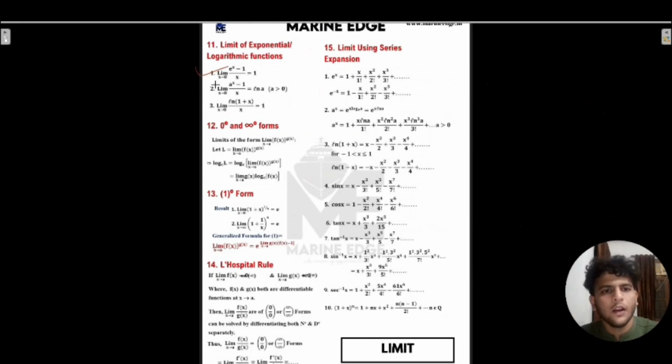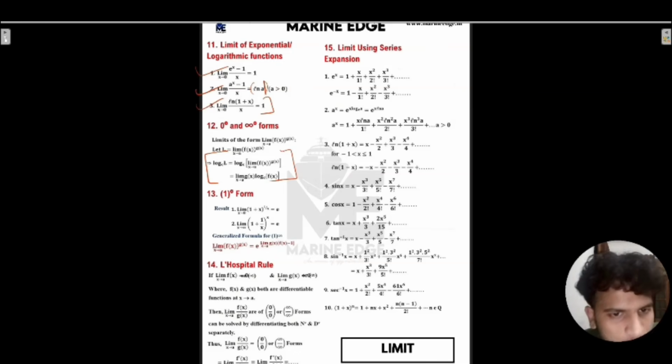So now this is an example related to the exponential and the logarithmic functions, that is limit of e^x to the power... e^x minus 1 upon x is equal to 1, limit of a^x minus 1 upon x is equal to ln a. Mind you that this is not log a, this is ln a. Limit of ln(1 plus x) upon x is equal to 1. 0 to the power 0 and infinity by 0 forms can be solved using these ways.